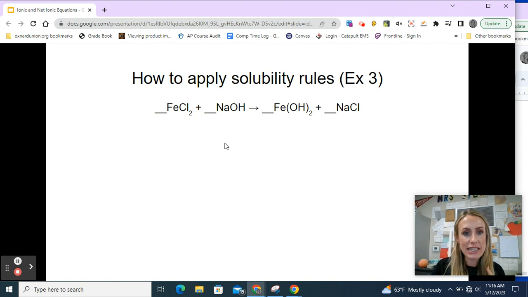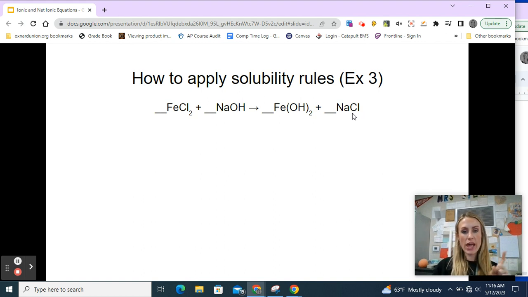So balancing here, I have one iron over here, one iron over here. Irons are good. I have two chlorines over here, I have only one over here. So I'm going to need to put a 2 in front of the sodium chloride. I have two sodiums now and only one sodium right there, so I'm going to have to put a 2 in front of this sodium hydroxide. And then that'll give me two hydroxides and two hydroxides. So 2 goes here, 2 goes here.